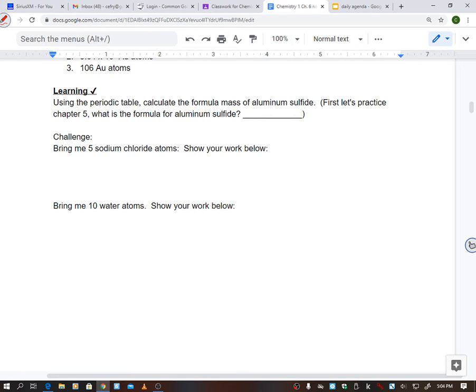But it says, first, let's practice chapter 5. What is the formula for aluminum sulfide? You look at your periodic table. Aluminum is a metal. It's on one side of the stair step. And sulfur is a non-metal. So a metal and a non-metal is going to be ionic.